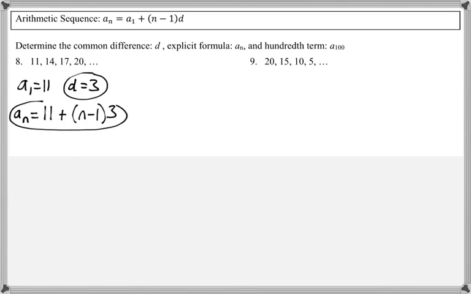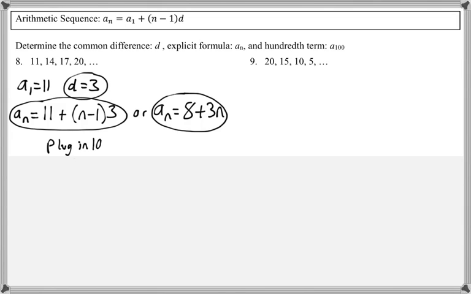And this is okay. If you want to simplify it, you can. So if I distribute the 3 and then combine like terms, I get 8 plus 3n. And then to get a100, we need to plug in 100. And a100 is 308.